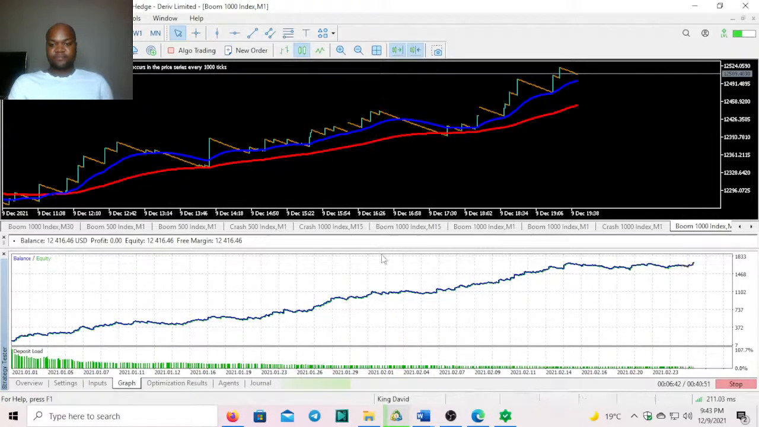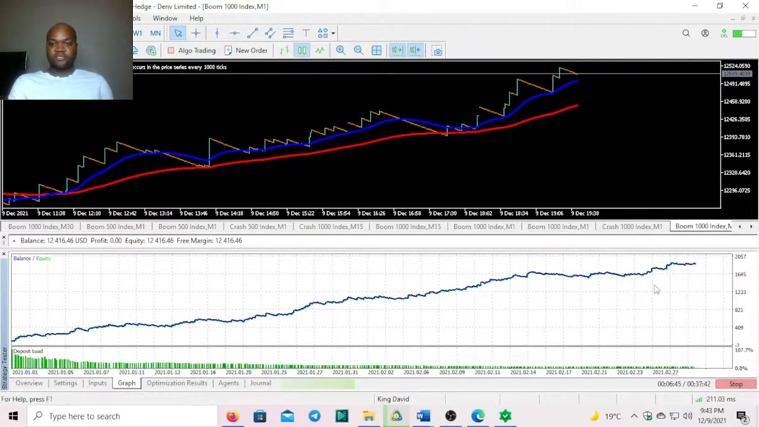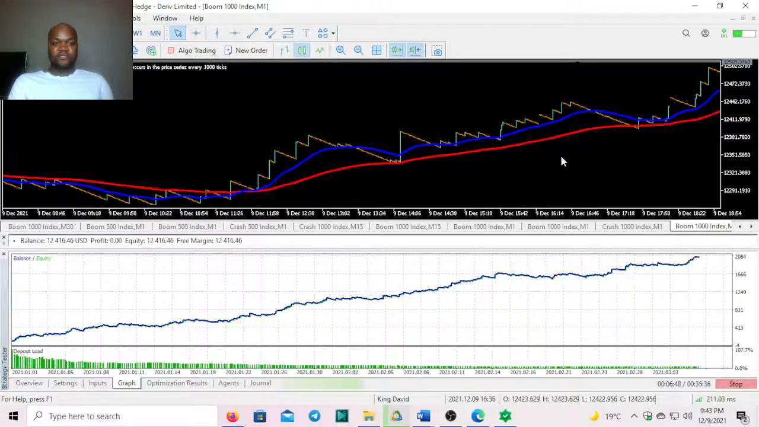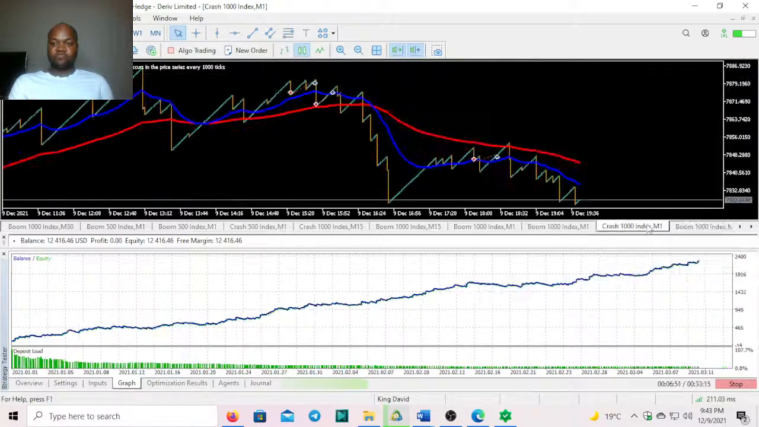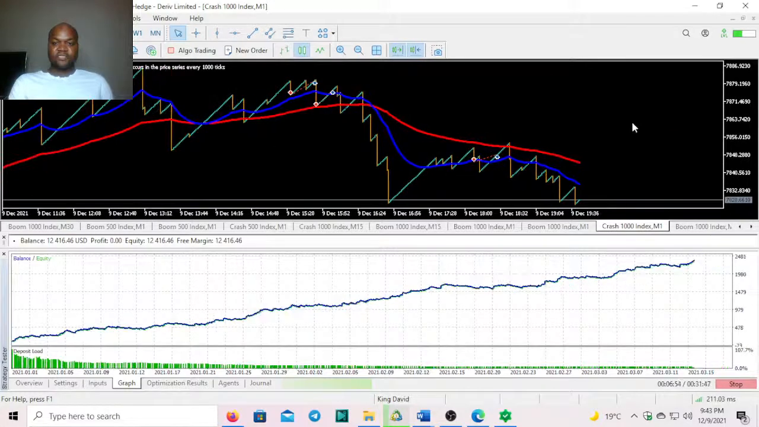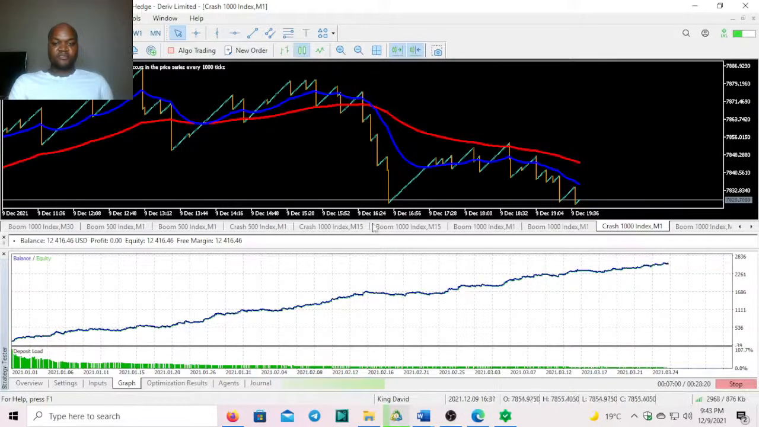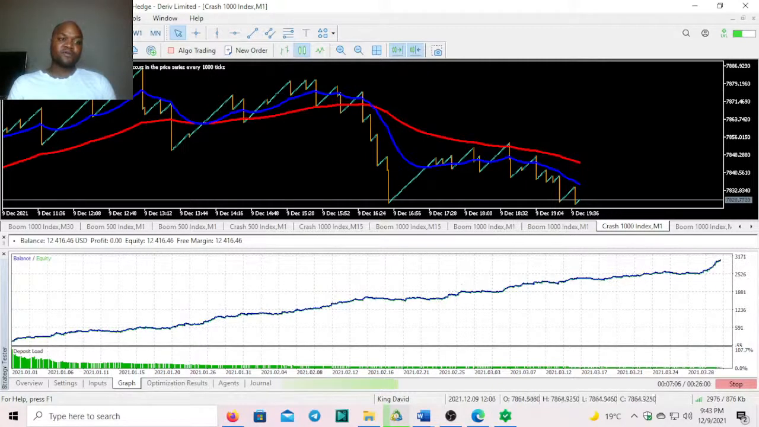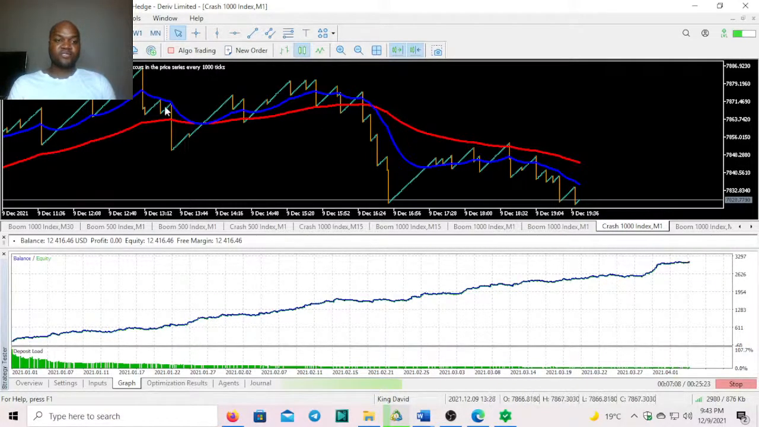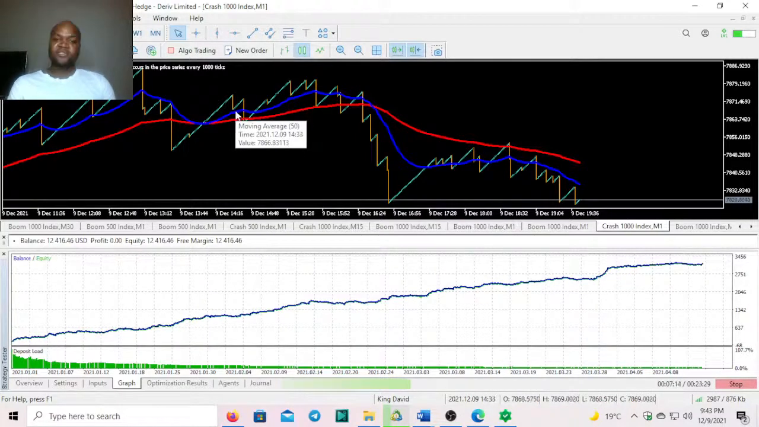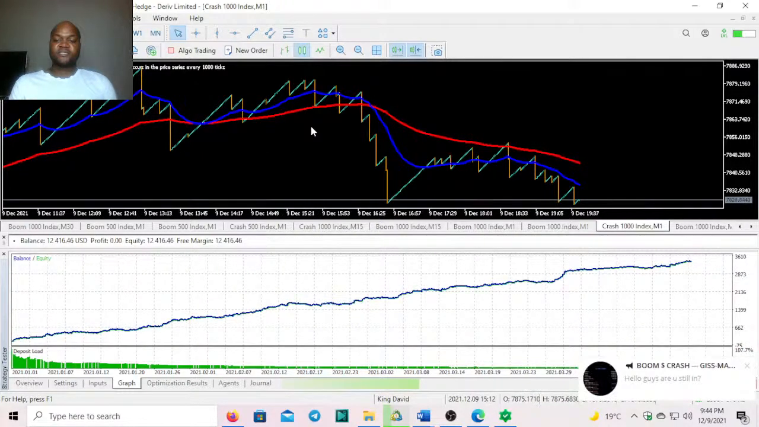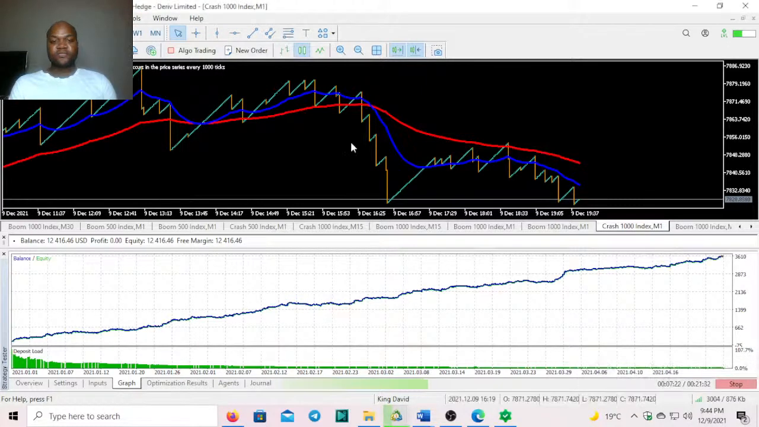1,000. This is amazing. So this robot can trade boom, and it can also trade in crash. I'll just give you the parameters for Boom 1000 and Crash 1000, and you can play around with the combination of your take profit, your lot size, your stop loss, even the trailing stop to suit your needs.